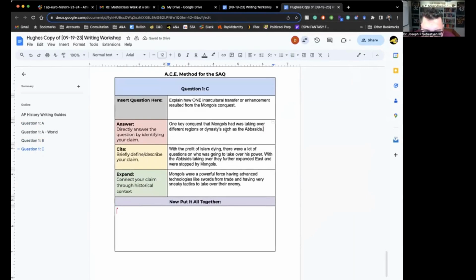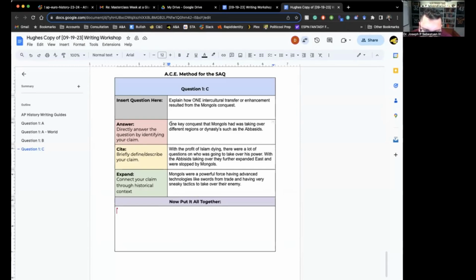Explain how one intercultural transfer or enhancement resulted from the Mongols' conquest. One key conquest the Mongols had was taking over different regions or dynasties, especially the Abbasids. With the Prophet of Islam dying, there were a lot of questions on who was going to take over his power. They further expanded east and were stopped by the Mongols. The Mongols were a powerful force, having advanced technologies like swords and trades, and very sneaky tactics. Okay, this is a good start.